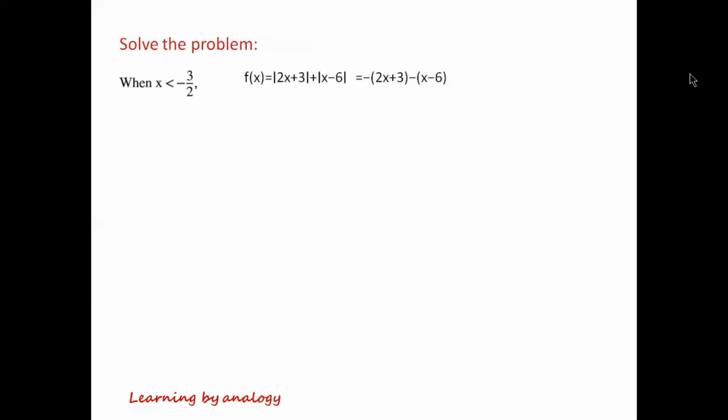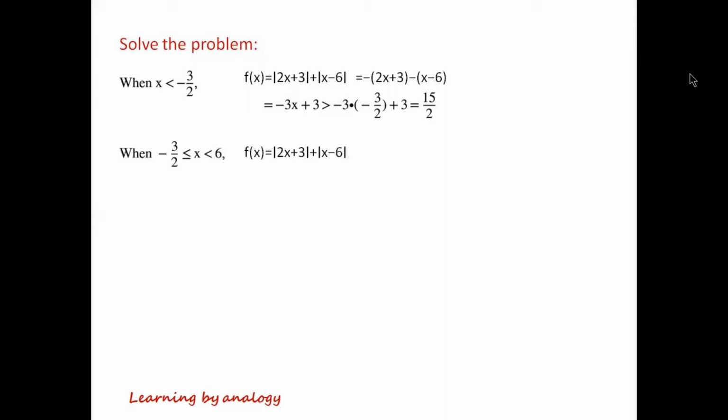When x is less than minus 3 over 2, f of x equals the modulus of 2x plus 3 plus the modulus of x minus 6 equals minus 2x plus 3 minus x minus 6 equals minus 3x plus 3, which is greater than minus 3 times minus 3 over 2 plus 3 equals 15 over 2.